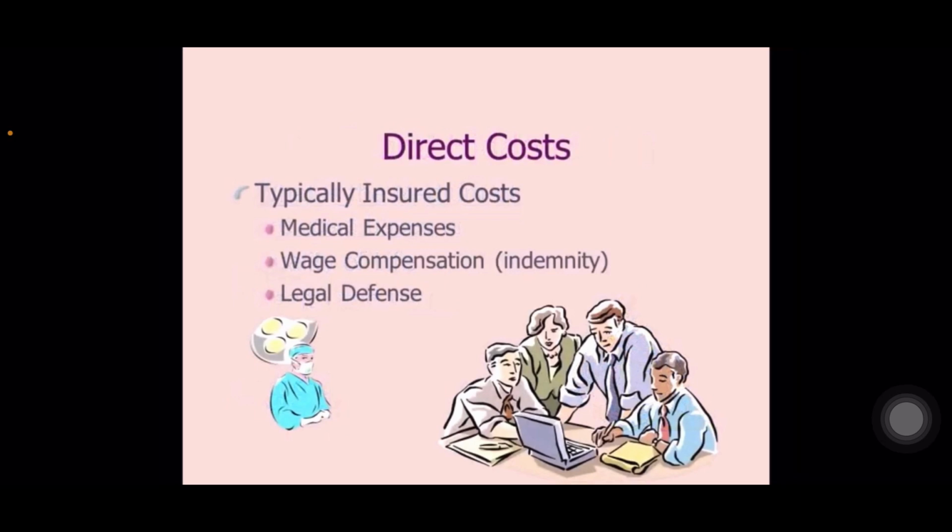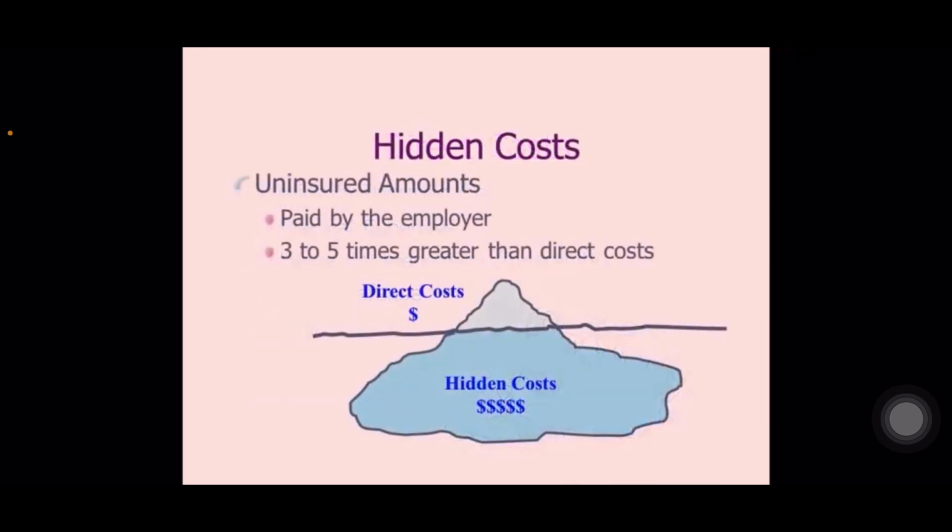So for medical expenses, for sure you need to send the victims to the hospital, and the company needs to bear all the insurance costs, the compensation if the victims claim for compensation due to the accidents, and the legal defense if the victim brings this case to the court. So usually these are the direct costs that will be insured by the company. The second one is the hidden cost or uninsured cost.